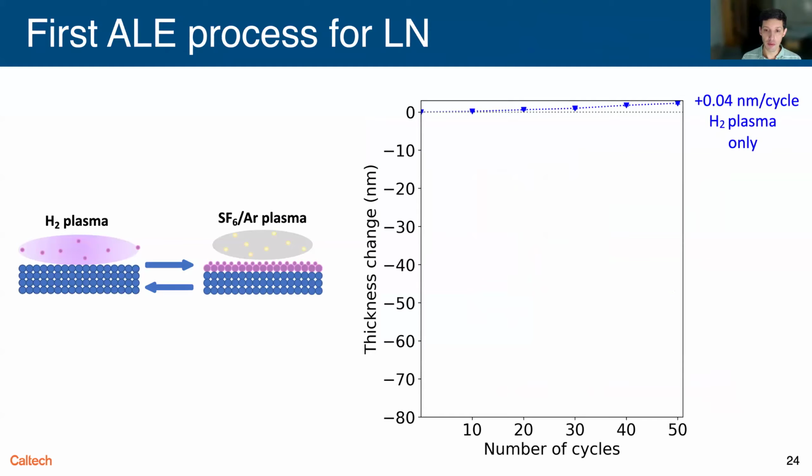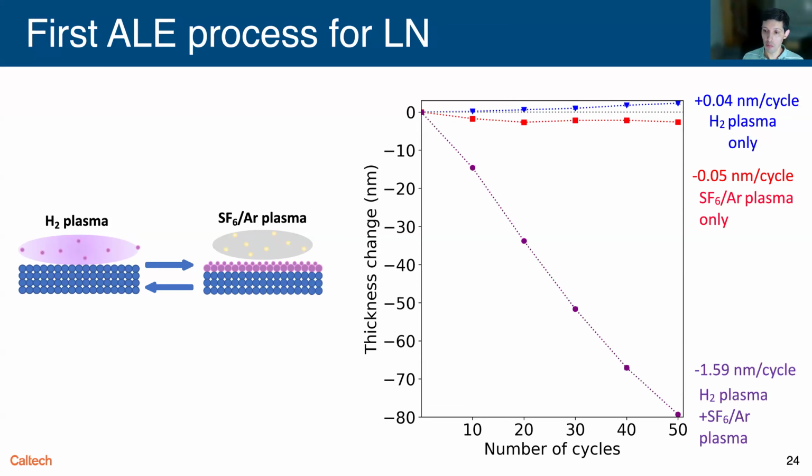Here's the familiar plot I showed before. This is thickness change versus number of cycles. When you only do H2 plasma, you basically don't see much happening for etching. When you do SF6 argon, again, you see very little thickness change. But when you do both of them together, then you get about 1.6 or so nanometers per cycle.